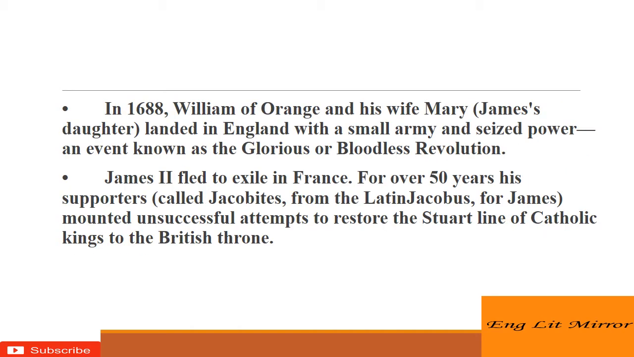In 1688, William of Orange and his wife Mary, James' daughter, landed in England with a small army and seized power, an event known as the Glorious or Bloodless Revolution. James II fled to exile in France. For over 50 years, his supporters, called Jacobites, from the Latin Jacobus for James, mounted unsuccessful attempts to restore the Stuart line of Catholic kings to the British throne.